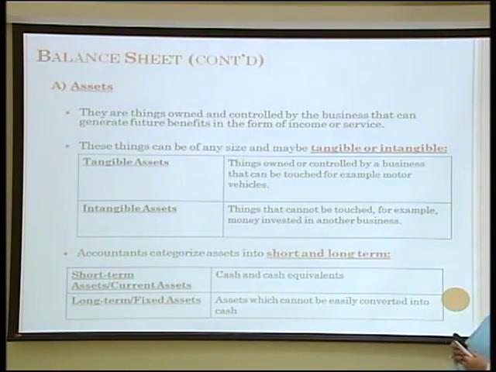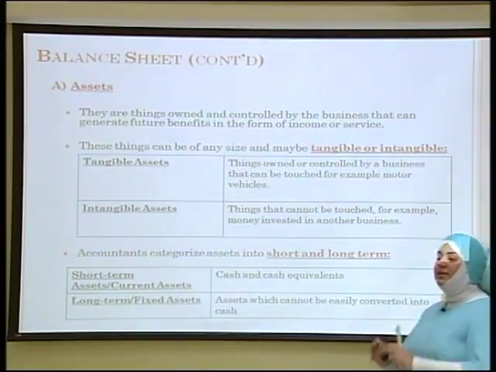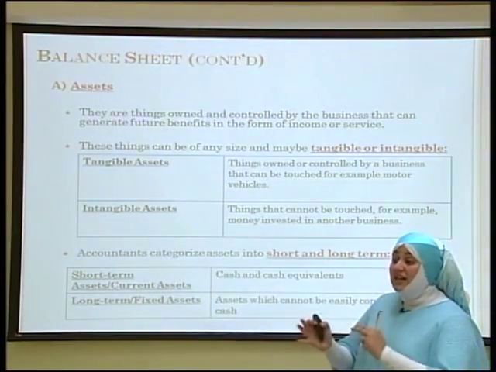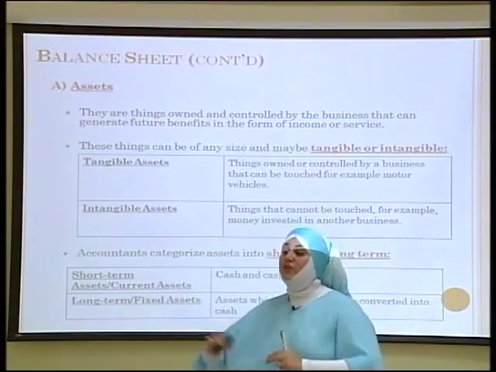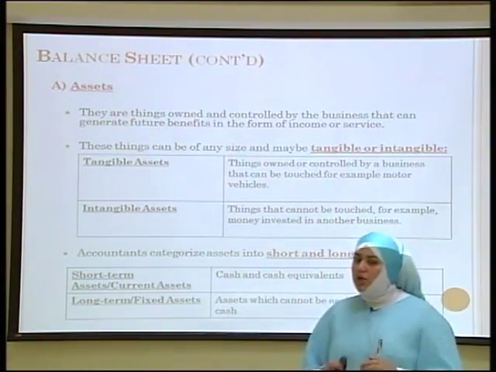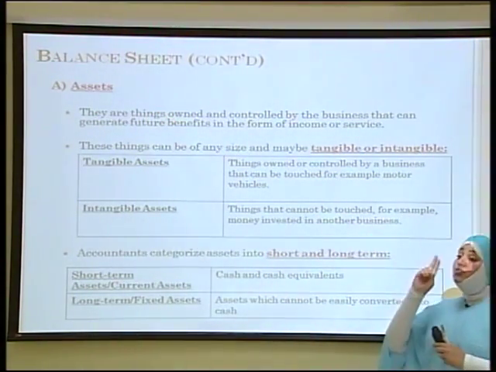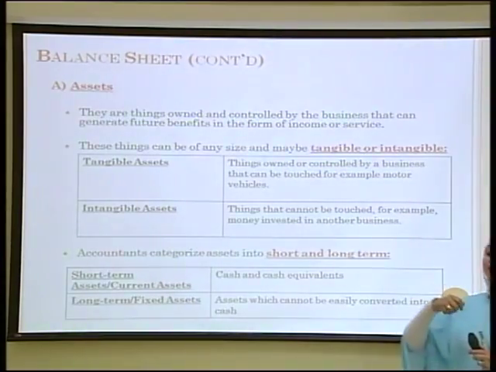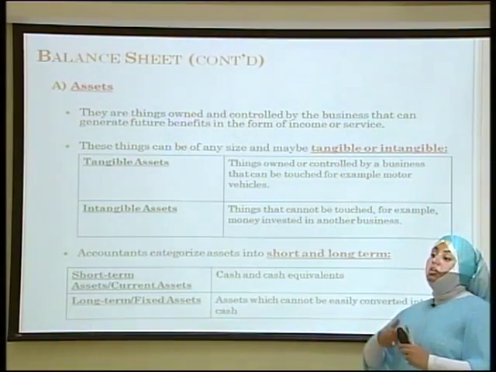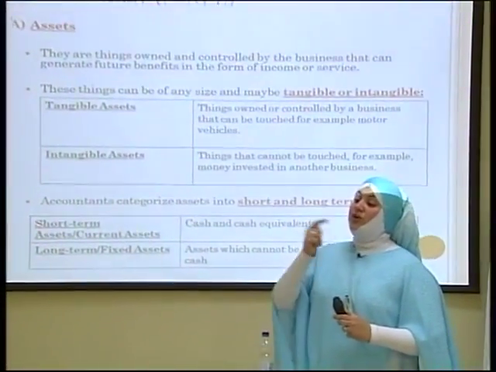Okay? We have another classification of assets. We classify them into short-term and long-term assets. The short-term assets is cash and cash equivalents. Cash and any other asset that can be easily converted into cash. Like what? We have two other main elements. Inventory and accounts receivable or trade receivable.